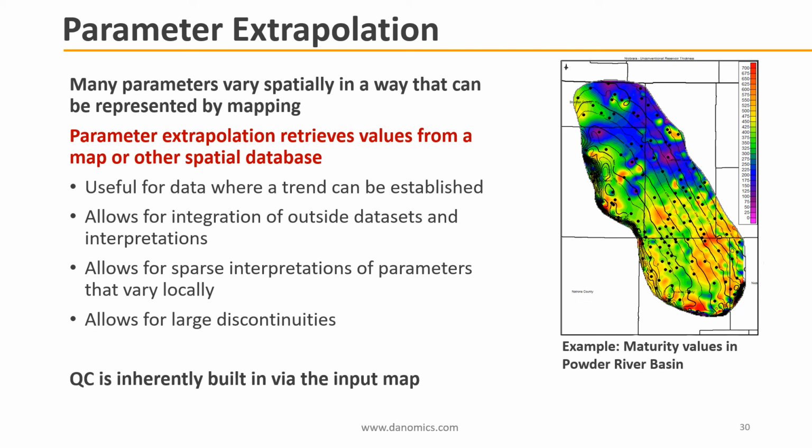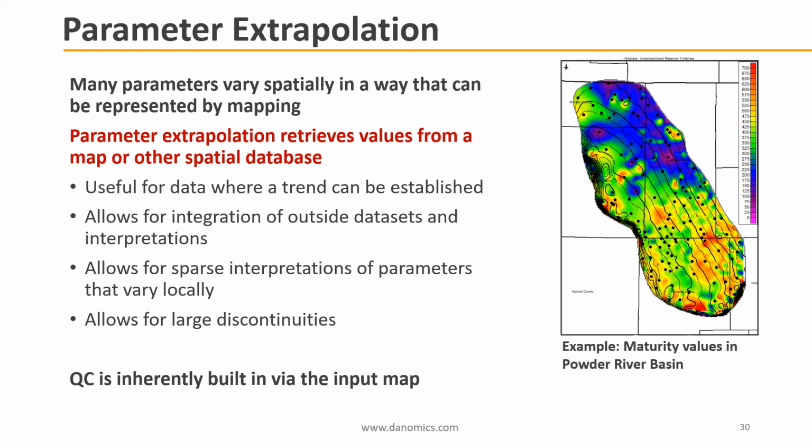So within the Danomics platform, we have built-in mapping, and then we allow you to extrapolate values off of those maps. Let's say, for example, we had a map of maturity values here in the Powder River Basin. If you load this map into the software, or generate it within the software from something like core data, you can then populate the maturity parameters on a zone-by-zone basis based on the intersection of the wellbore and the surface. So now anything that you can map, you can use to inform your petrophysics.